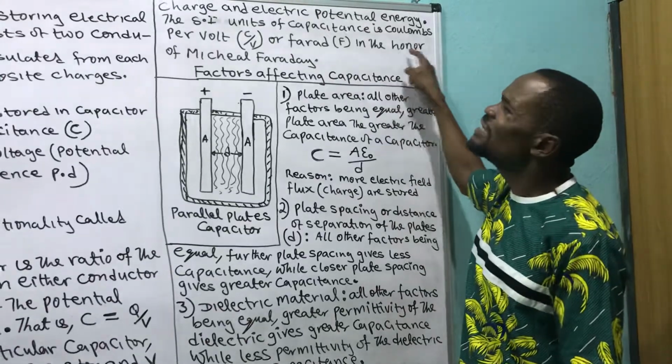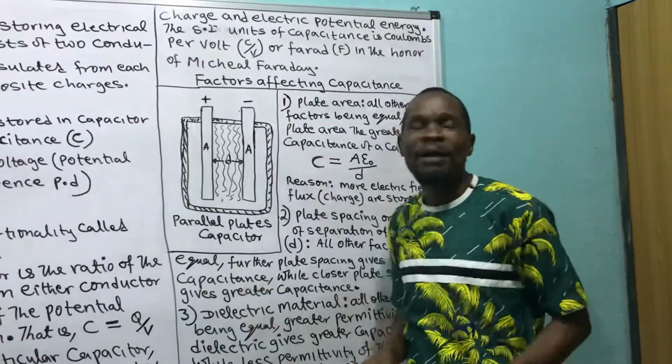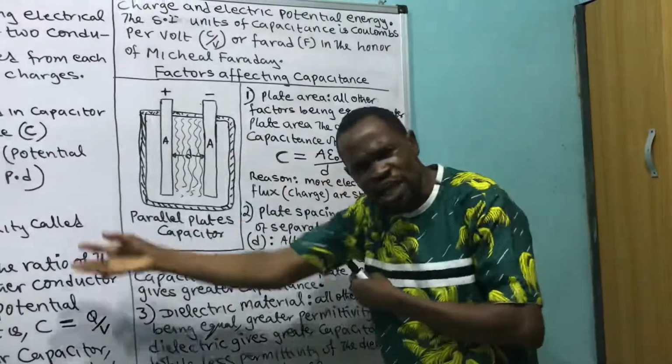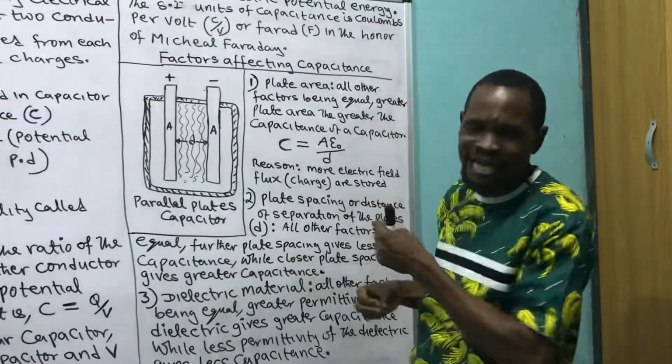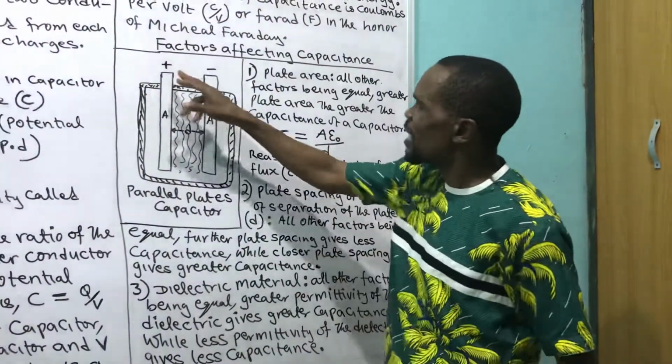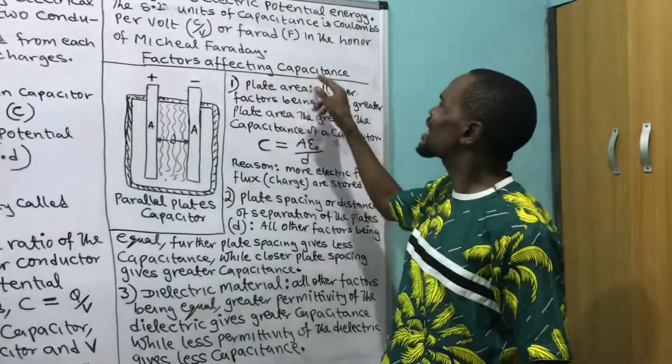This farad is in honor of Michael Faraday. Michael Faraday is one that discovered the charge. So we use farad as the unit of capacitance, to honor him.